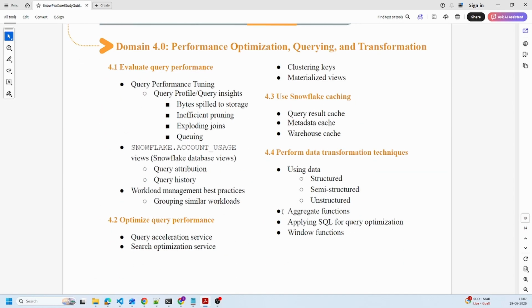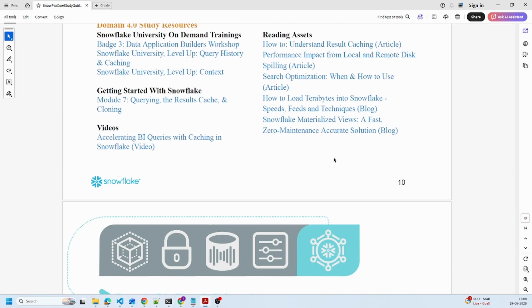Domain 4 is all about performance optimization. This is where Snowflake stops being magic and starts being engineering. Query profile, bytes spilled, inefficient pruning, exploding joins, queuing. If you've ever opened a query profile and felt overwhelmed, you're not alone. But the exam only tests whether you know what these indicators mean and what actions they suggest. Caching is another big one. Query result cache, metadata cache, warehouse cache. Know the difference. Know when each one applies. Know what invalidates them.